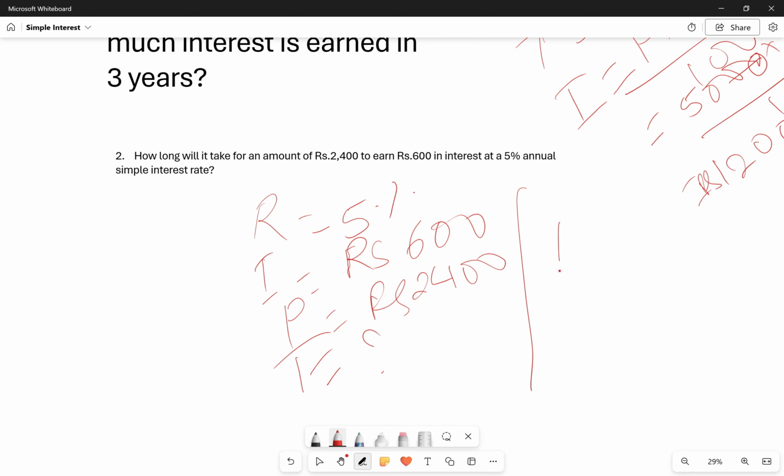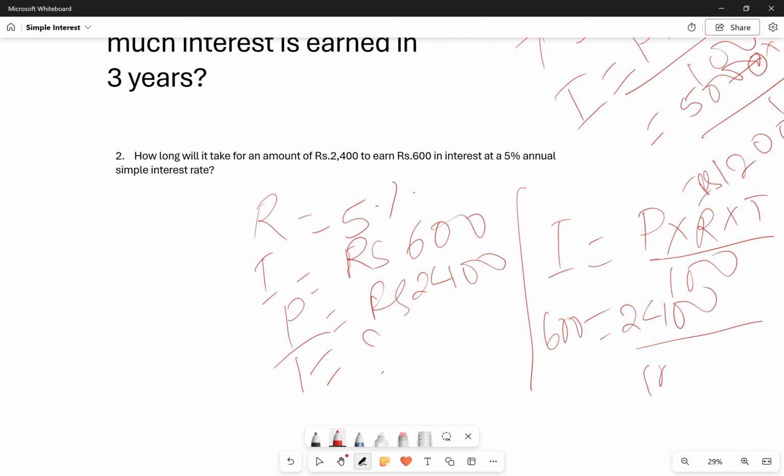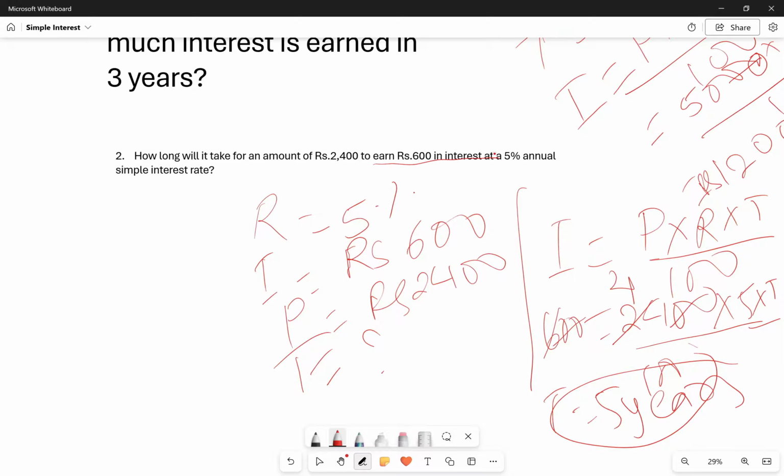So simply use the formula I is equal to p into r into t upon 100. We have the principal 2400 into rate 5% into t, upon 100, equal to 600. If you cancel, 6 fours are 24. So 5 fours are 20, which means t is equal to 100 divided by 20, which is 5 years. So the time in which you can earn 600 interest is 5 years. So 5 years is your answer.